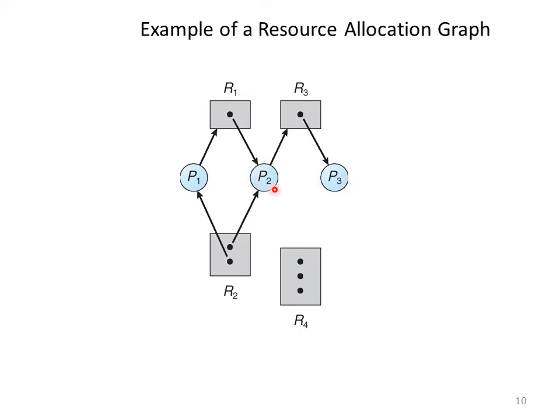So we can say that P2 is in a hold and wait state. It is holding the resource R1 and waiting for R3 to be released by P3. Whereas R2 has two instances, and one instance of R2 is allocated to P1, another instance of R2 is allocated to P2. So there is no hold and wait. There is one more resource R4 with the three instances. None of them are allocated to any of the processes.